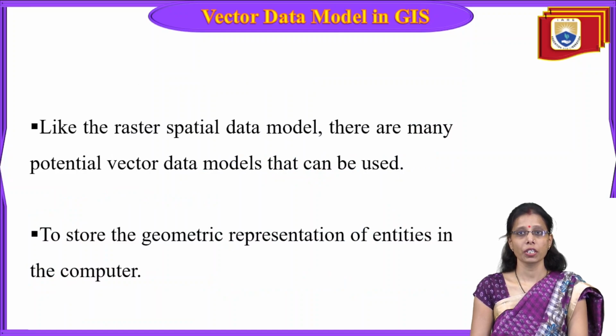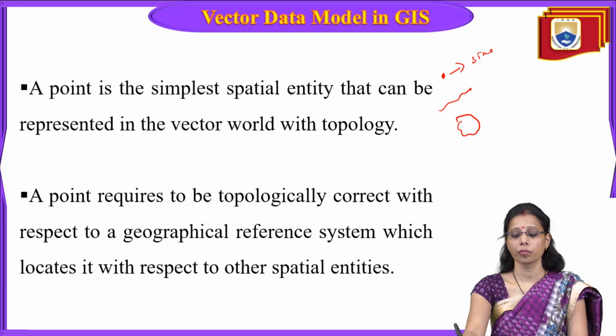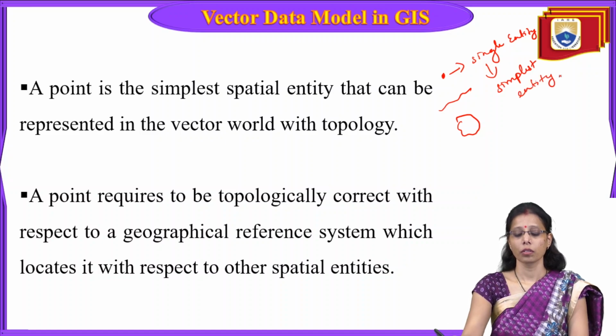Like the raster spatial data model, there are many potential vector data models that can be used to store the geometric representation of entities in the computer system. A point is the simplest spatial entity. We have three entities: point, line and polygon. A point is a single entity with a spatial location, and it is the simplest entity too, which can be represented in the vector world with topology.